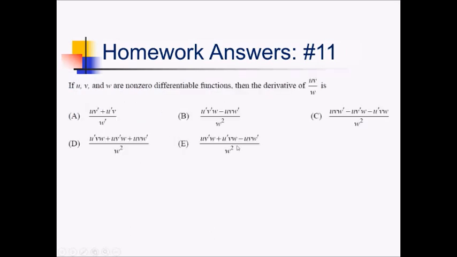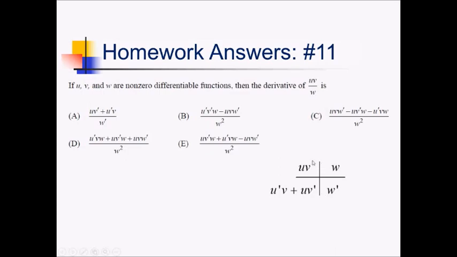On this problem, we're trying to find the derivative of uv over w. So this is really just a big quotient rule with a whole bunch of letters in it. Let's start by setting up our box and ribbon. So I've got my numerator, uv, and my denominator, w. Now I need their derivatives. Derivative of uv, this is just literally the product rule, u prime v plus uv prime. And then derivative of w is w prime.